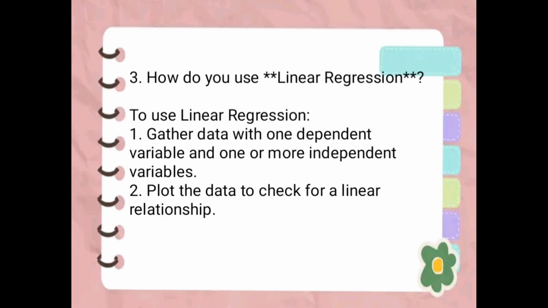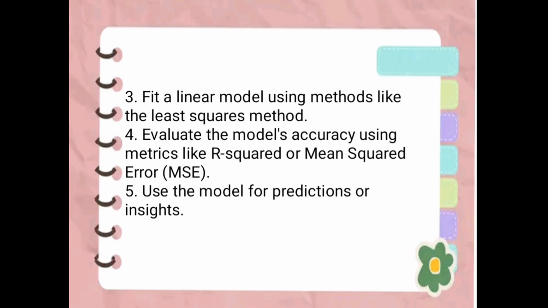How do you use linear regression? To use linear regression, gather data with one dependent variable and one or more independent variables. Plot the data to check for a linear relationship. Fit a linear model using methods like the least squares method. Evaluate the model's accuracy using metrics like R-squared or mean squared error, or MSE. Use the model for predictions or insight.